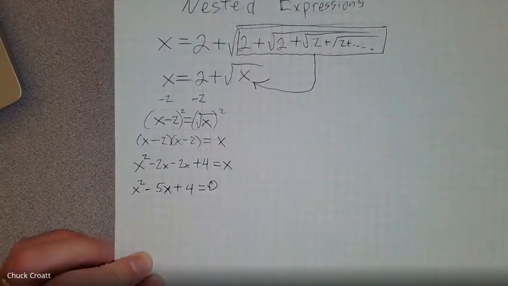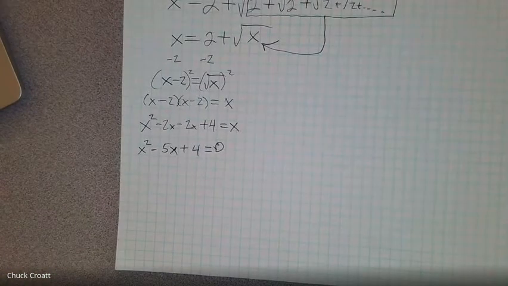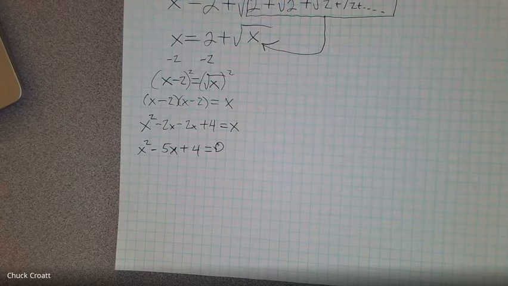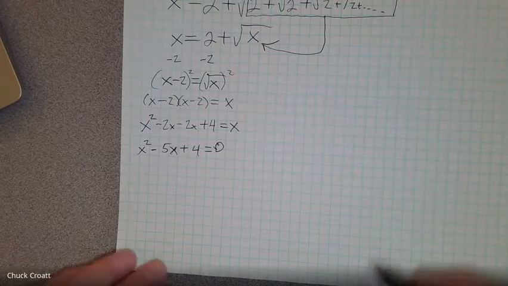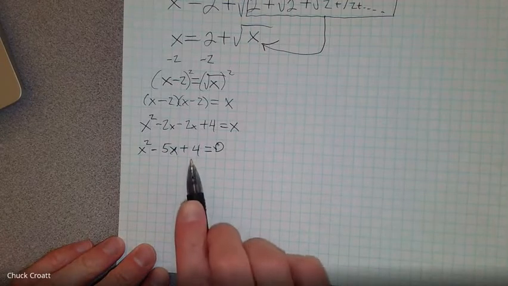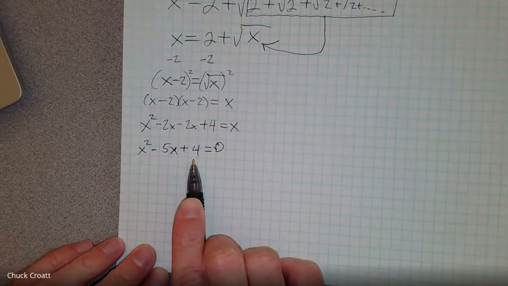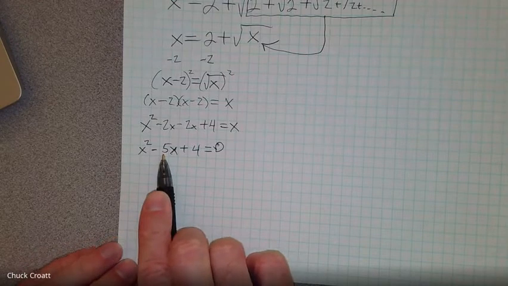Equals 0. And there have certainly been questions like this in Math League where factoring is not possible. You have to do the quadratic formula, and it might ask you for the positive answer or something like that. But in this case, this is factorable. Can anybody think of two numbers whose product is 4 and whose sum is negative 5?